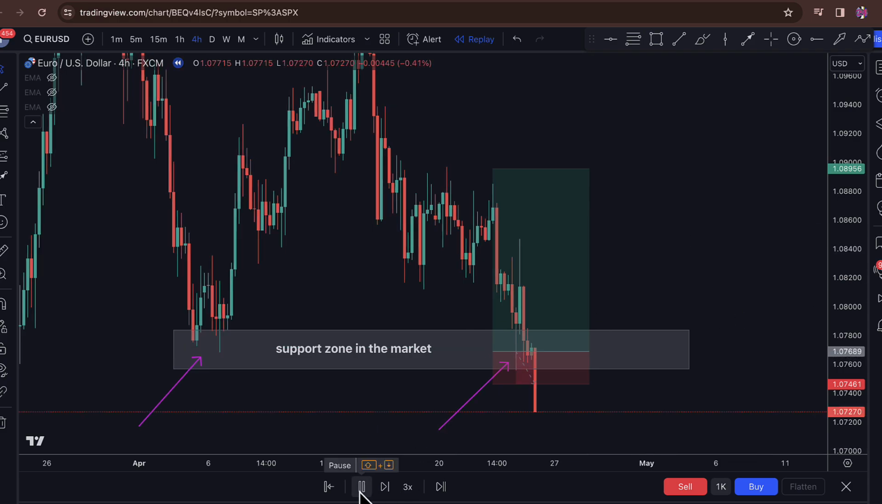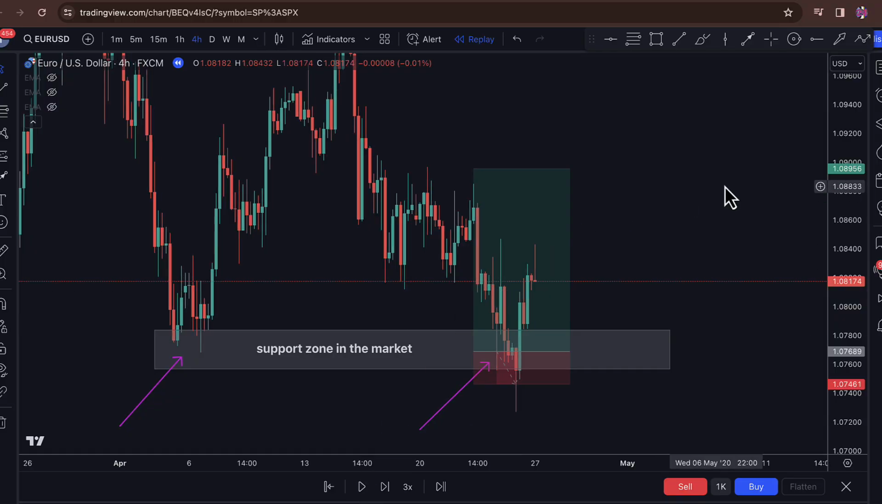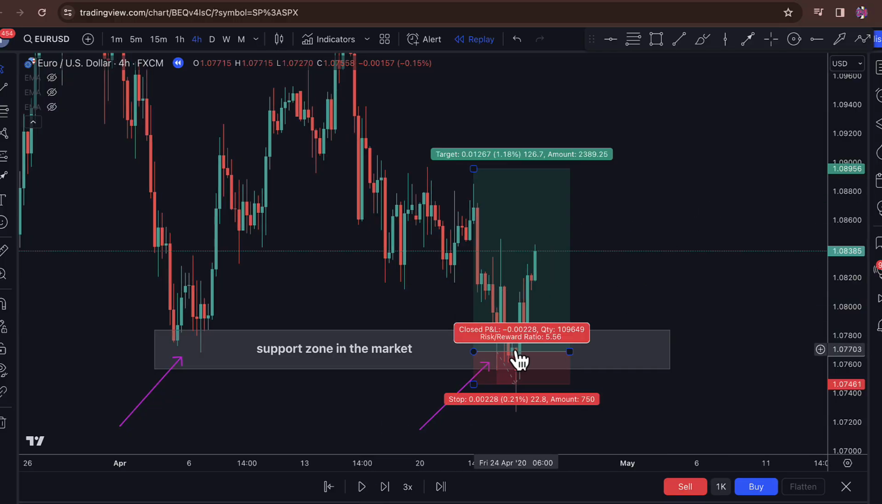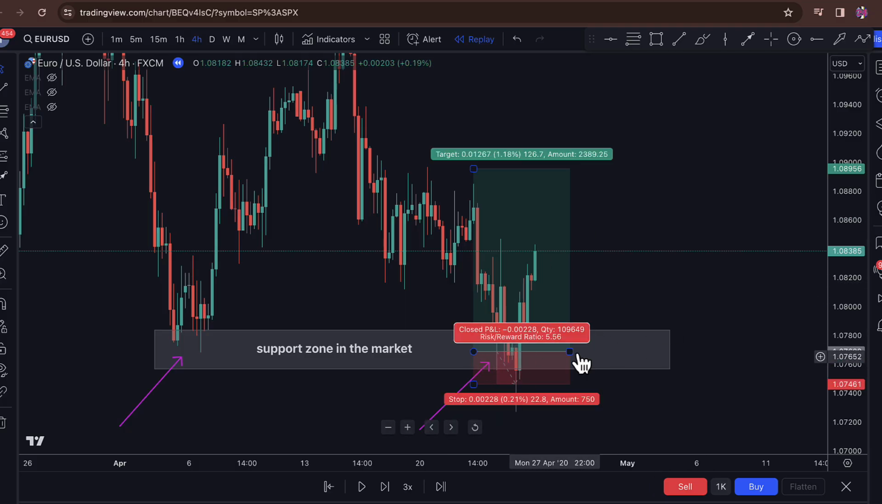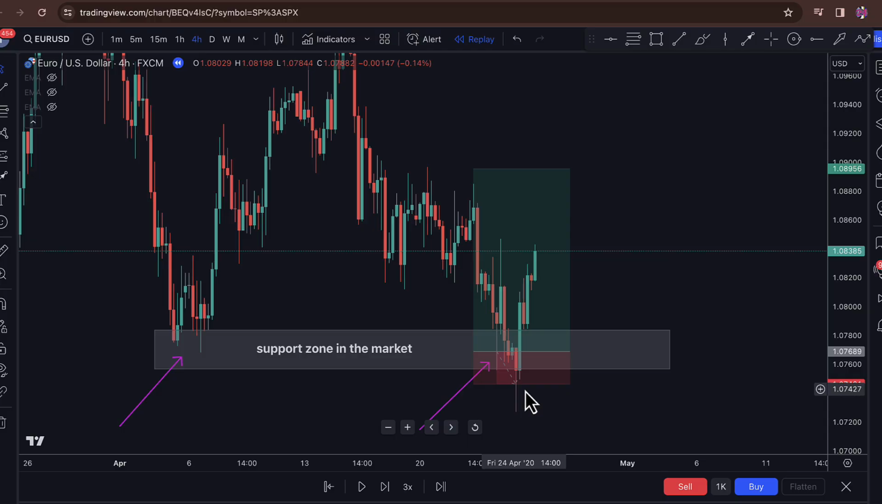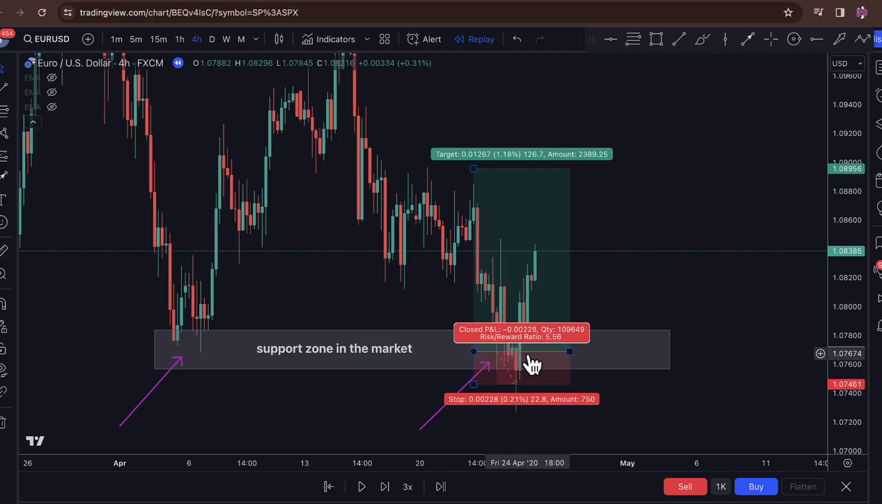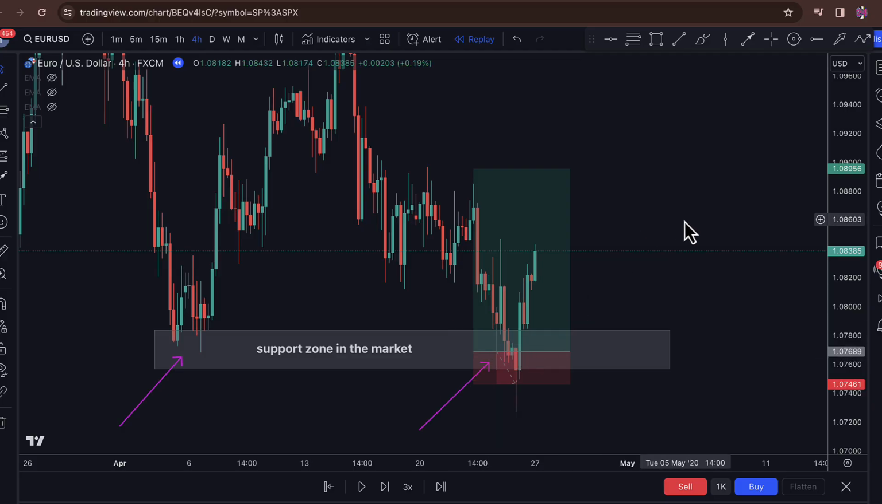So you can clearly see what happened there. Price went up from the zone. However, before it left the zone, it actually went down to take all the stop losses. That is what we call market manipulation. Let me show you another market manipulation.